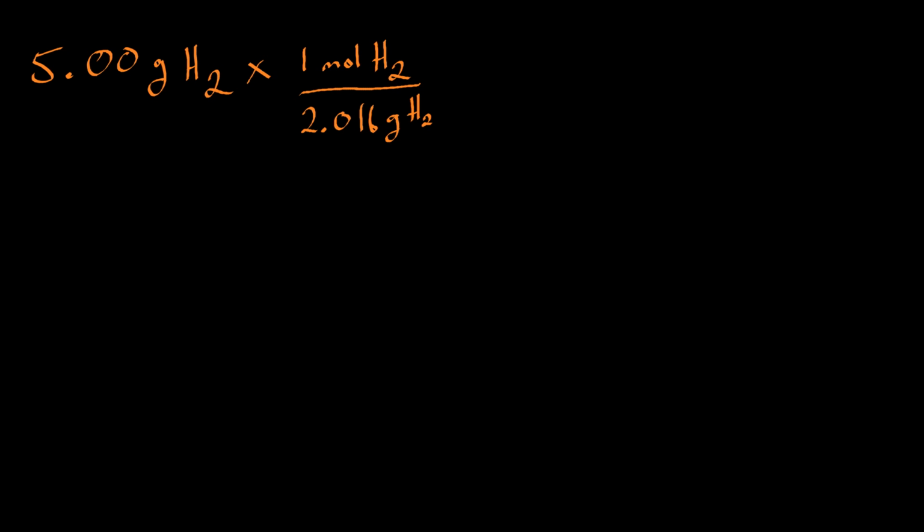Still working with our water reaction, how much energy would be liberated by blowing the hell out of 5 grams of hydrogen? Well, all roads lead to mole. So the first thing you're going to have to do is convert to moles. So 5 grams of hydrogen times 1 mole per 2.016 grams. Grams of hydrogen cancels out, leaving us with 2.48 moles of hydrogen.